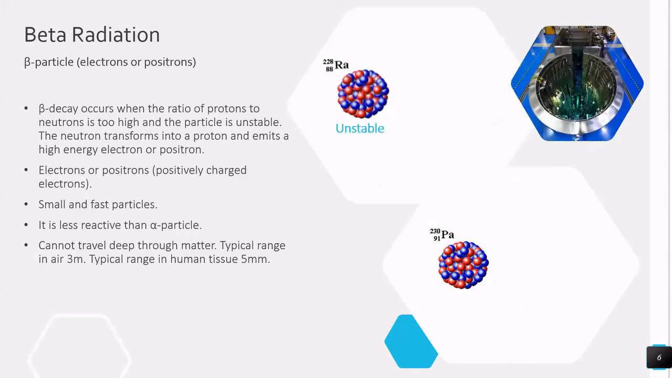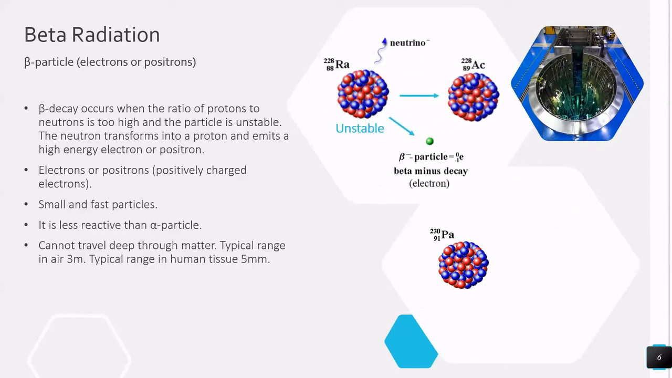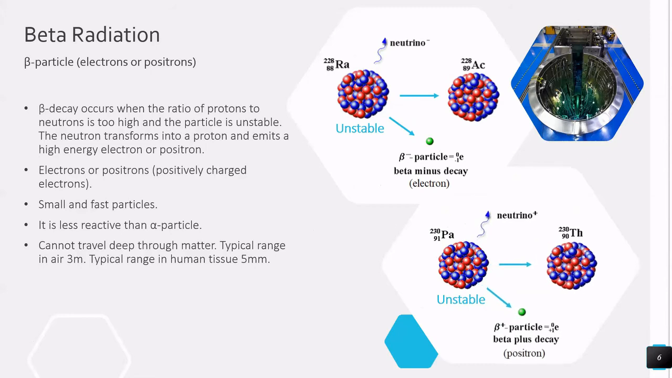Beta radiation occurs when an unstable atom ejects a beta particle due to a high ratio of protons to neutrons. There are 2 types of beta particles: a beta minus particle, which is an electron, and a beta plus particle, which is a positron. A positron is a positively charged electron. Typically, beta particles are less reactive than alpha particles. Beta particles are small, high-speed particles that travel deep through matter. A beta particle can travel 3 meters in air and penetrate up to 5 millimeters into human skin.